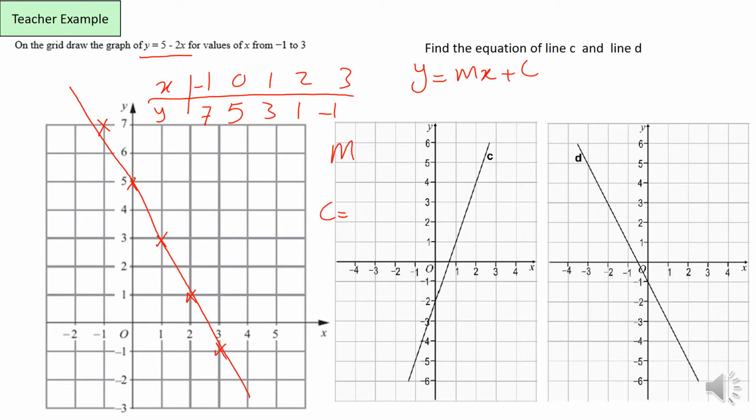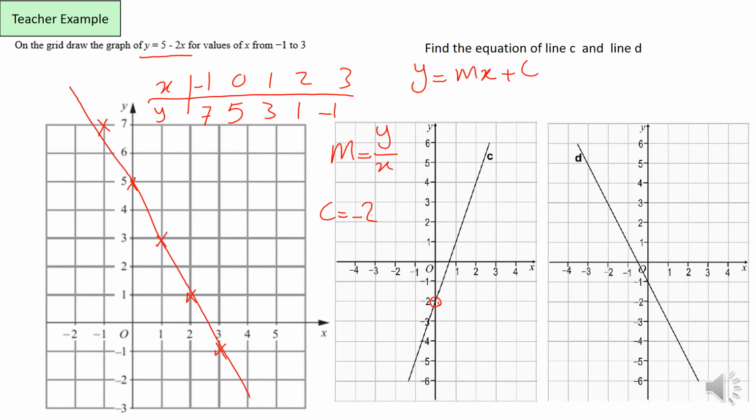It's called the y-intercept. So if you look on the line, you see the line is cutting the y-axis at this point. The value for that point is -2. So your c is -2. Straight away you get the first mark. And then for the m, the formula for m is y over x.